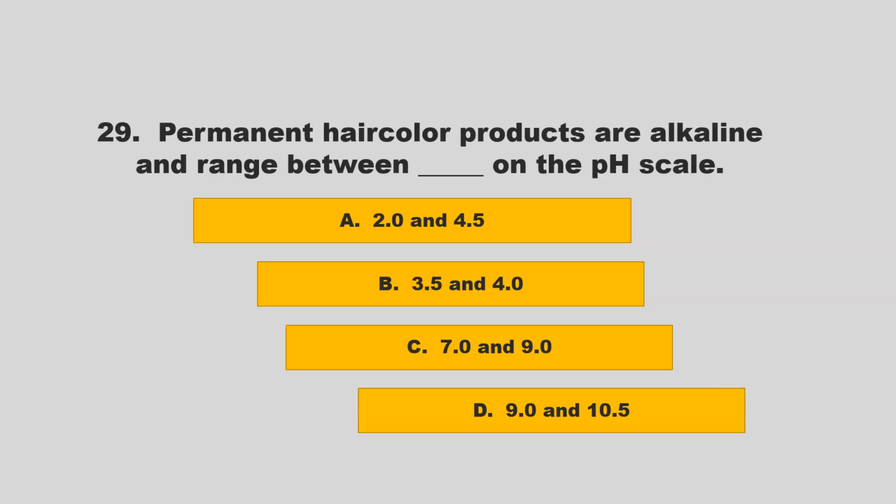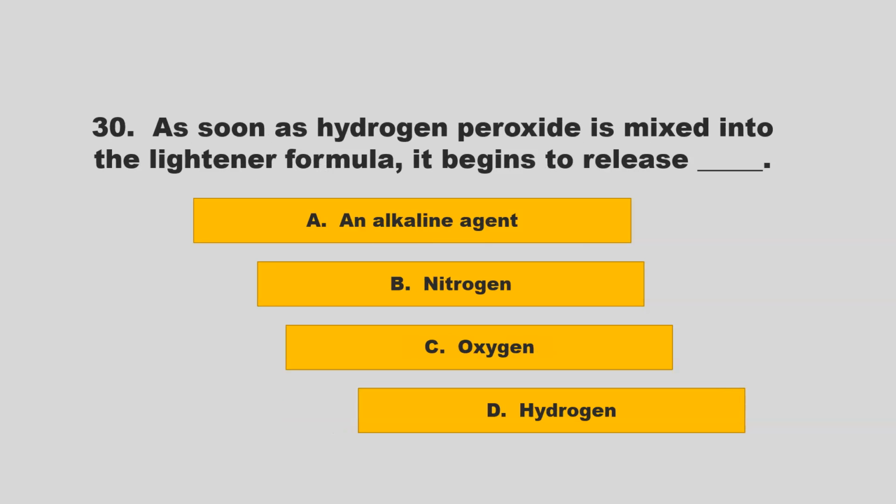Permanent hair color products are alkaline and range between blank on the pH scale. Is it 2.0 and 4.5, 3.5 and 4.0, 7.0 and 9.0, 9.0 and 10.5? If you chose D, 9.0 and 10.5, you are correct.